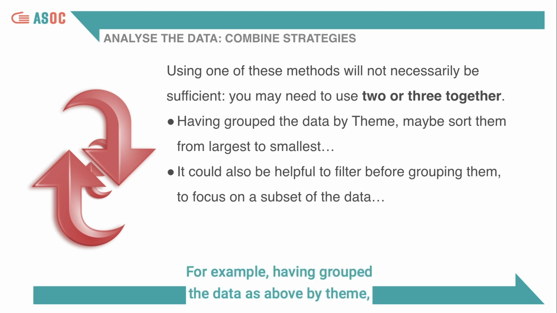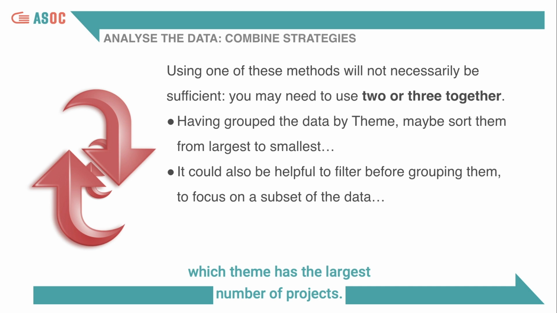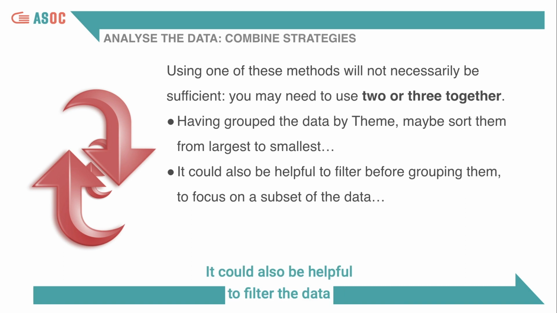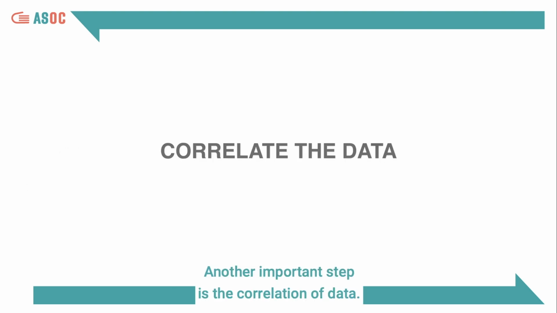For example, having grouped the data as above by theme, it might be useful to sort them from the largest to the smallest. This will help you quickly understand which theme has the largest number of projects. The same could be done to sort projects by economic value. It could also be helpful to filter the data before grouping them, so you can focus only on a subset that interests you. Another important step is correlation of data.